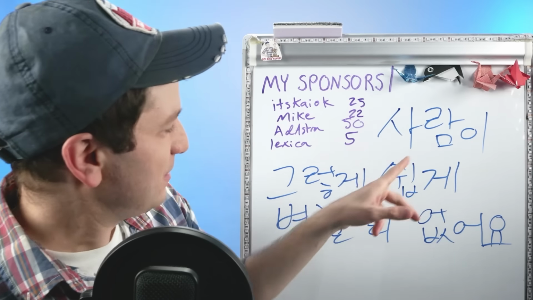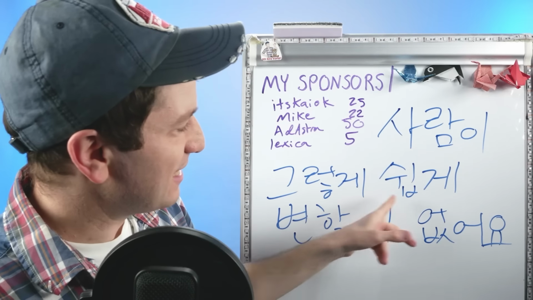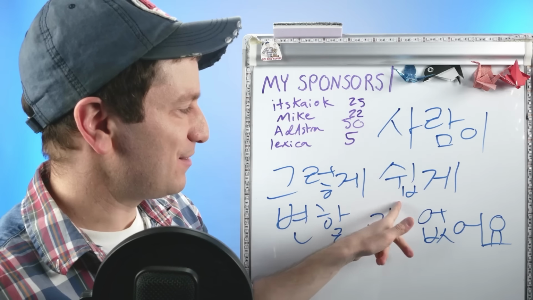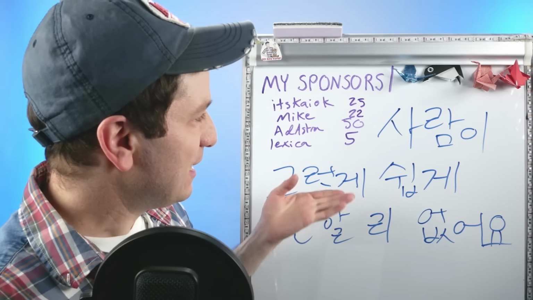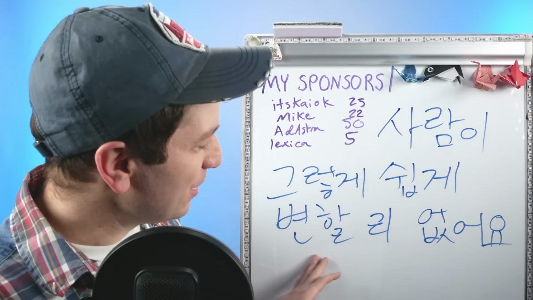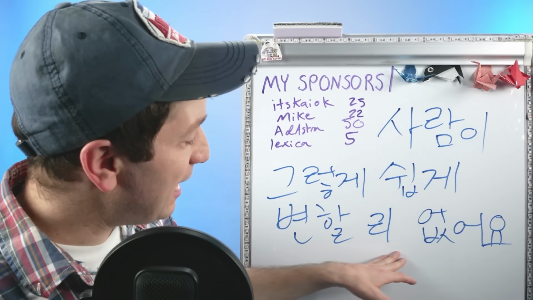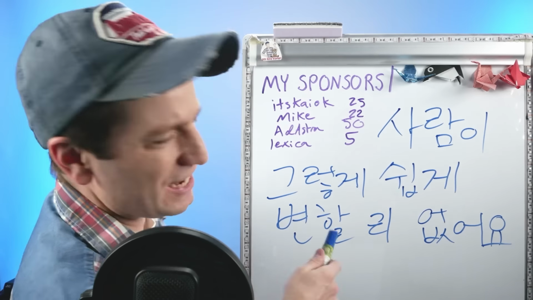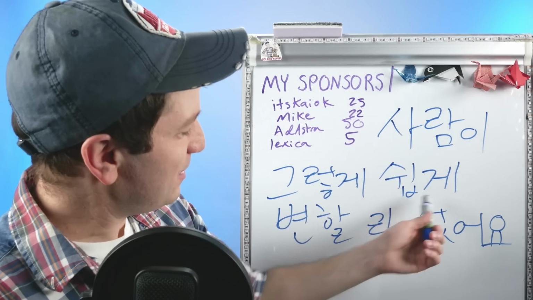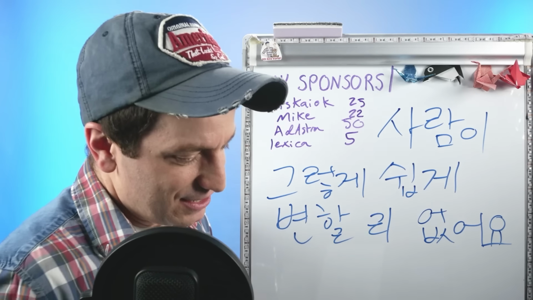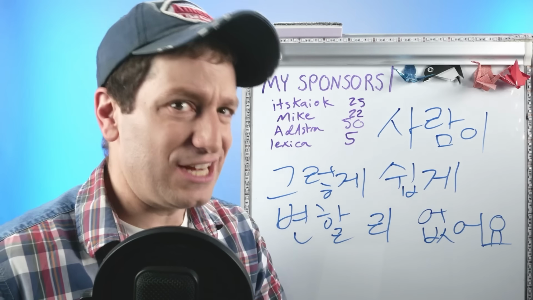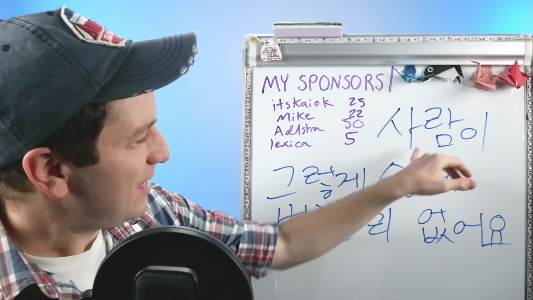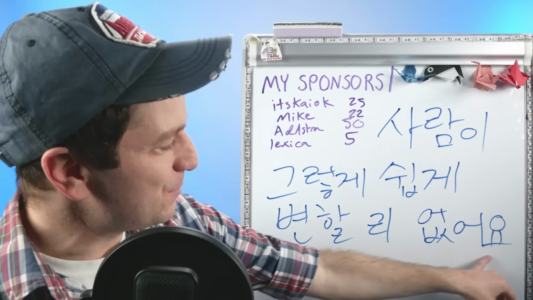사람이, people, 사람이 그렇게, that, 쉽게, easily, 쉽다, to be easy. So 쉽게, easily. So 사람이 그렇게 쉽게 변하다, to change. 변할 리 없어요. There's no logic or reason that people would change that easily. 사람이 그렇게 쉽게 변할 리 없어요. So there's no way someone changes that easily. 사람이 그렇게 쉽게 변할 리 없어요.